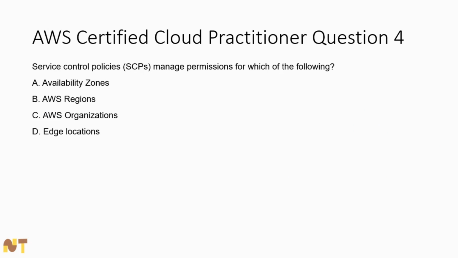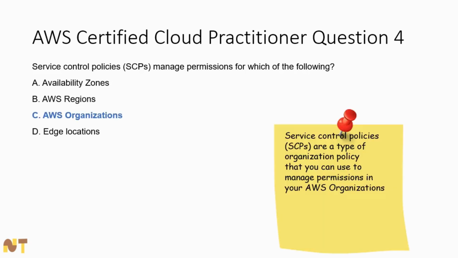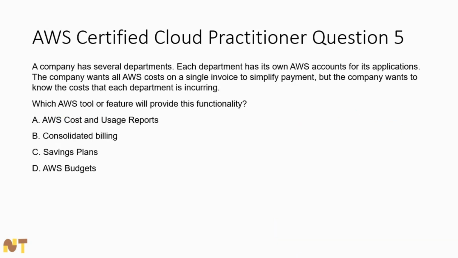Service control policies manage permissions for which of the following? Options are A. Availability Zones, B. AWS Regions, C. AWS Organizations, and D. Edge locations. Here, the correct answer is C. AWS Organizations. Service control policies are the type of organization policies that you can use to manage permissions in your organization. Here is the next question.